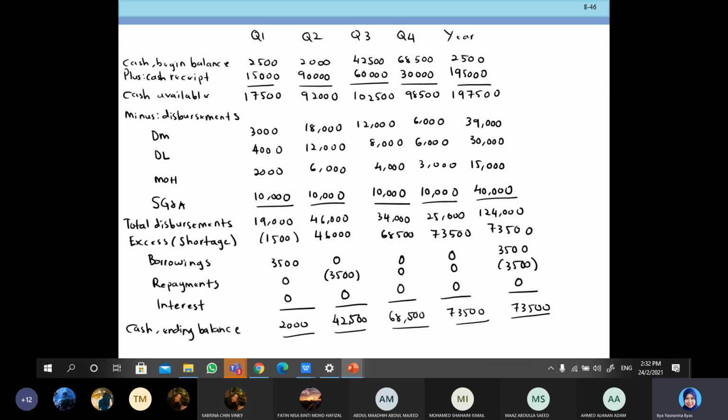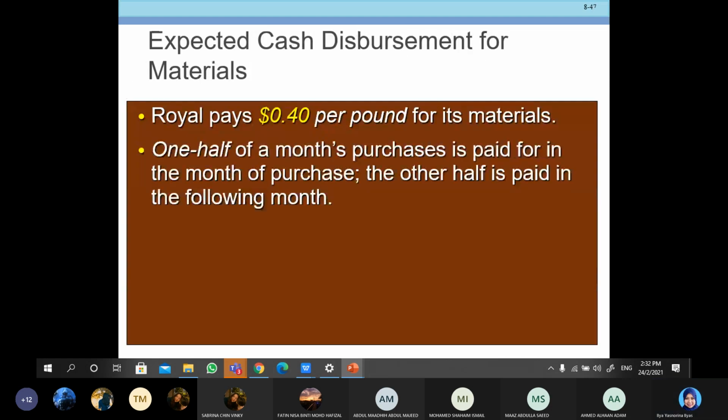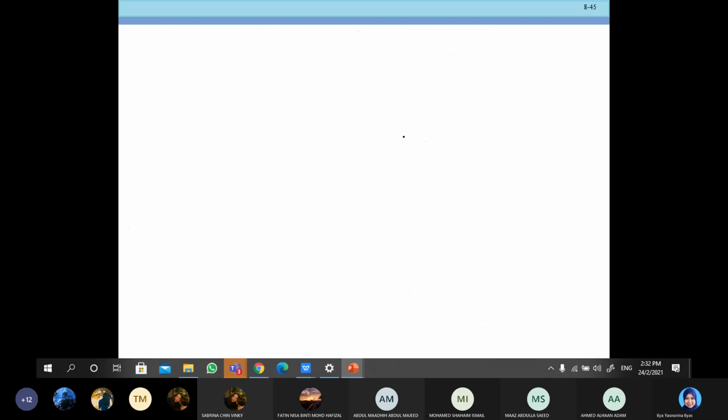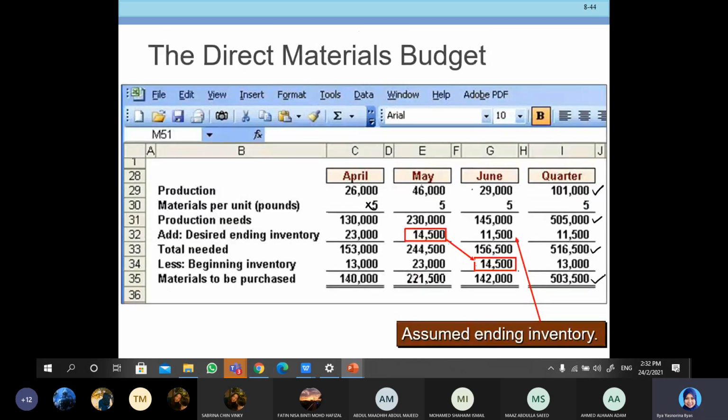Okay, this is actually the cash budget. After we identify this, this is the material needed to be purchased, based on units. How about total disbursement? The total money that we need to prepare in order to buy this: 140,000 times 40 cents. So this one times 40 cents, and this one we times 40 cents.